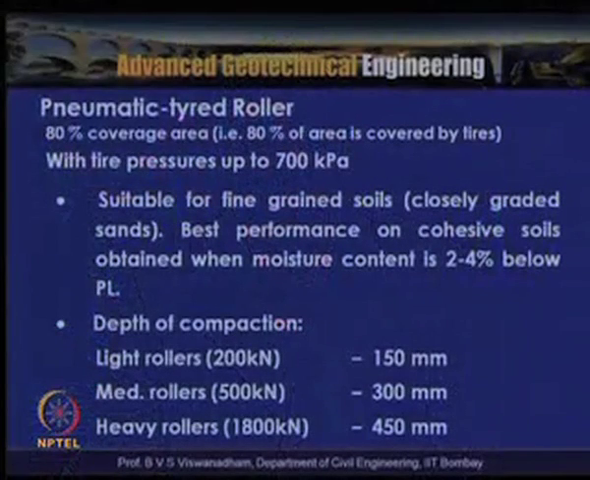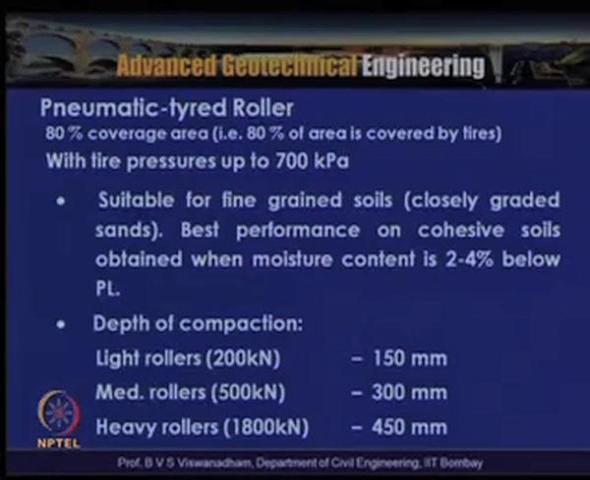Pneumatic tire rollers basically have 80% coverage area. So 80% of the area is covered by tires, with tire pressures up to 700 kilopascals. They are suitable for fine grained soils, closely graded sands or silty sands, and best performance on cohesive soils can be obtained when moisture content is maintained 2 to 4% below the plastic limit.